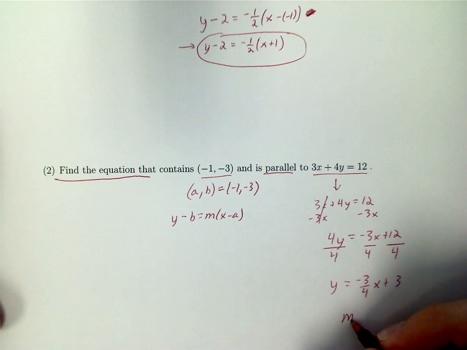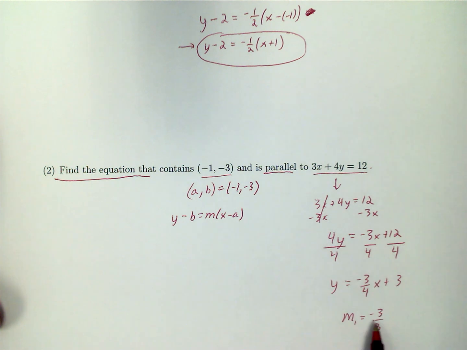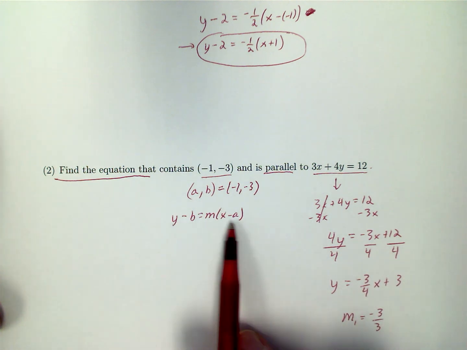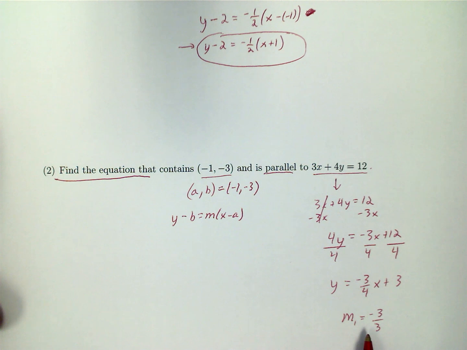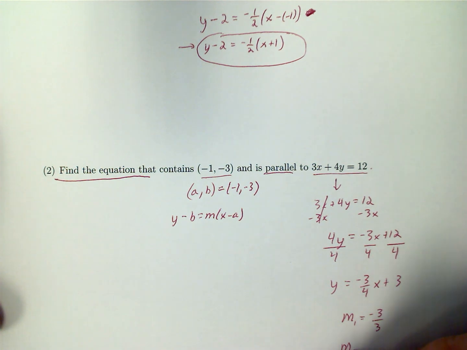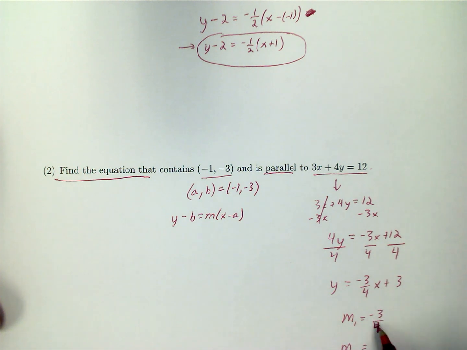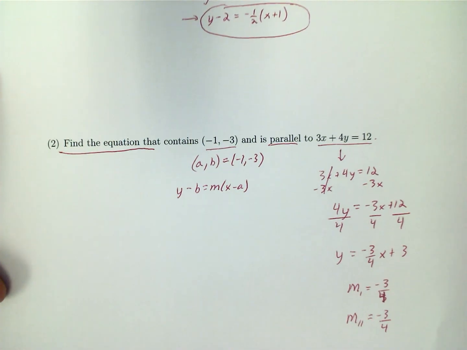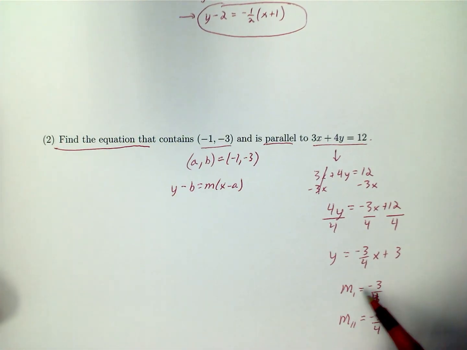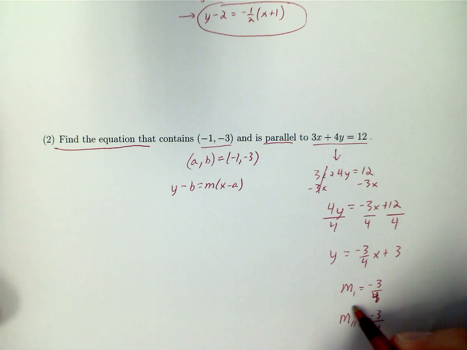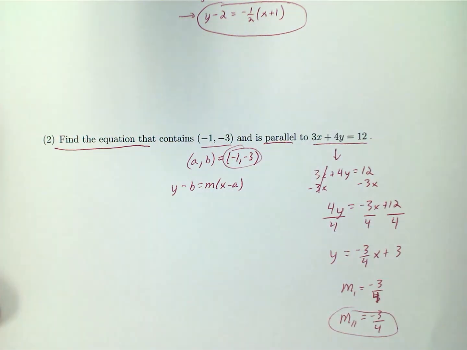What is the slope here? Negative 3/4. And here we're trying to find an equation of a line that must be parallel to this one. If it's parallel, the slope of a parallel line should be exactly the same as the other line that it's parallel to. So we now have a slope, we have a point, and we can just plug these things in.